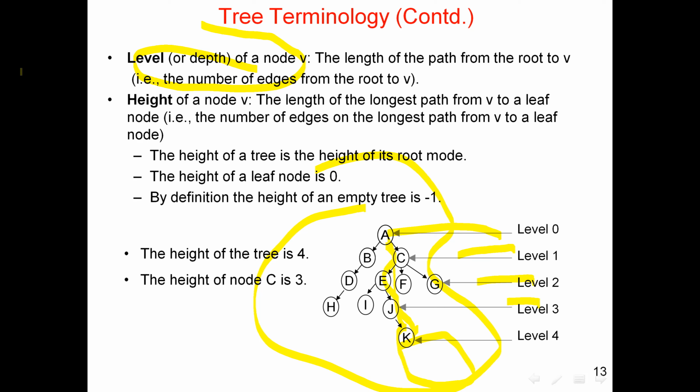But if you consider the height of the node C, it is actually 1, 2, 3. So there are 3 edges. So any question here? I'm sure you have no question, because you understand the difference between level or depth and height. What is depth? Depth is the longest path from the root to the leaf. So root to leaf, the longest path is depth or level. And what is height? Height is the longest path from leaf to root. It may be leaf to node or leaf to root.